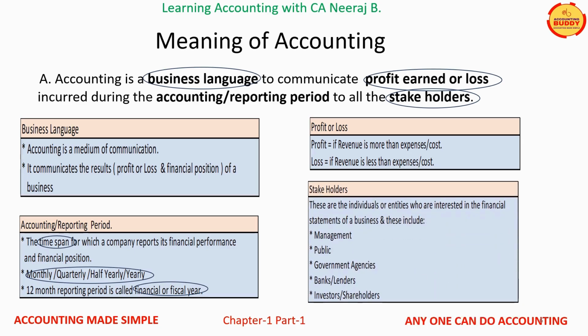Another term which is used in the above definition of accounting is the stakeholders. Now, the stakeholders are the individuals or the entities which are interested in the financial statements of the business for one reason or the other. They may include management, public, government agencies, banks and lenders, and investors.